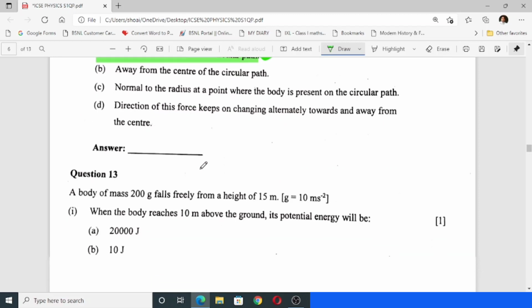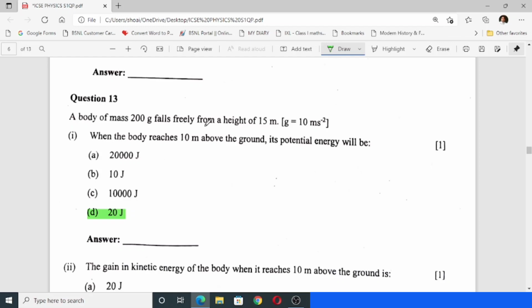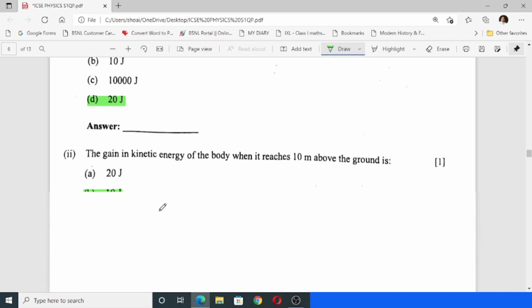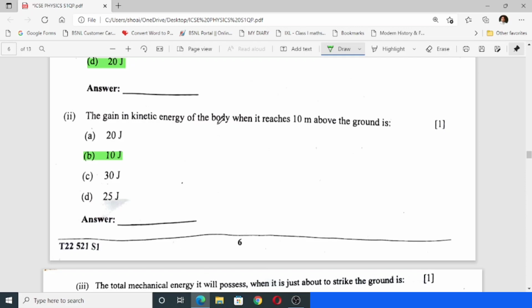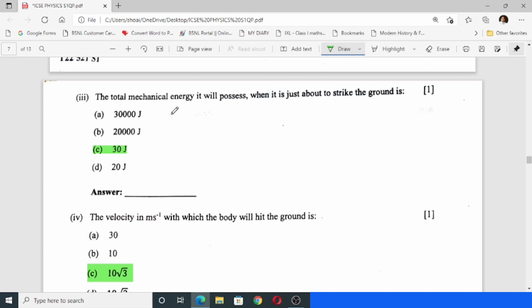Then number 13, the body of mass 20 gram falls freely from the height of 15 m. When the body reaches 10 m above the ground, its potential energy will be D, 20 J. D is the correct answer. Number 2, the gain in kinetic energy of the body when it reaches 10 m above the ground is B. B is the correct answer. Then number 3, the total mechanical energy it will possess when it is just about to strike the ground is C.